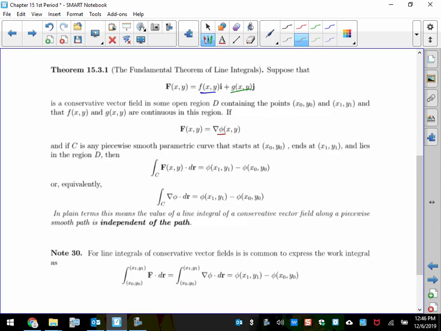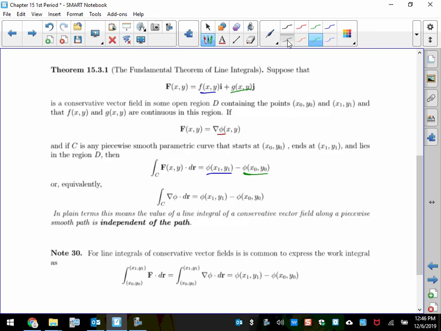Some piecewise curve. It doesn't have to be closed. It's just got to be bounded. Okay, well then what does the theorem say? It says that the work accomplished is the same thing as just evaluating the potential function at the starting point and the ending point. So you just evaluate the potential function at the beginning and the end.